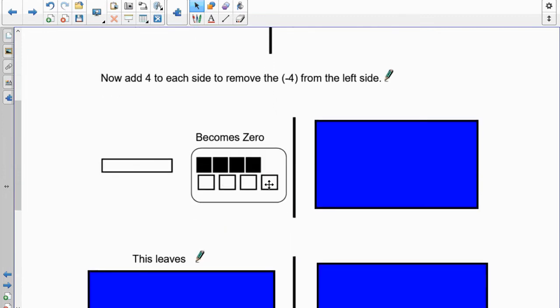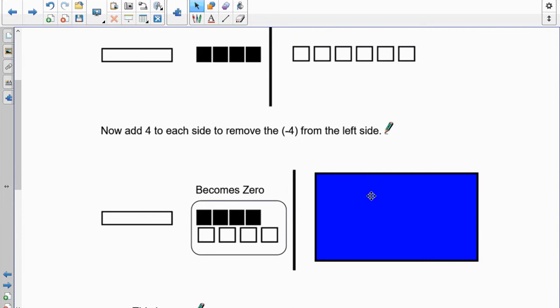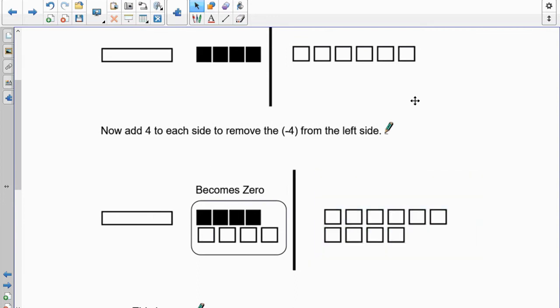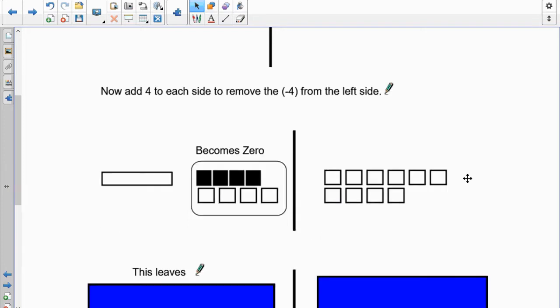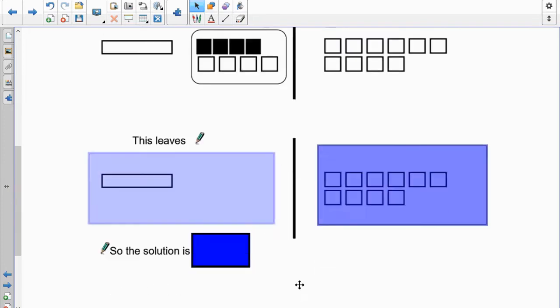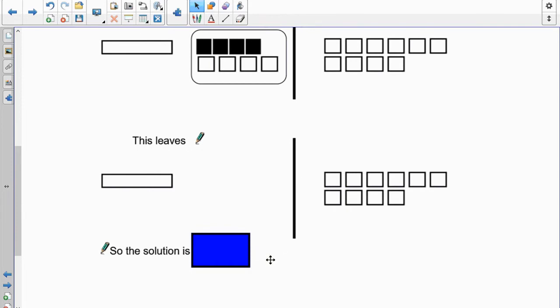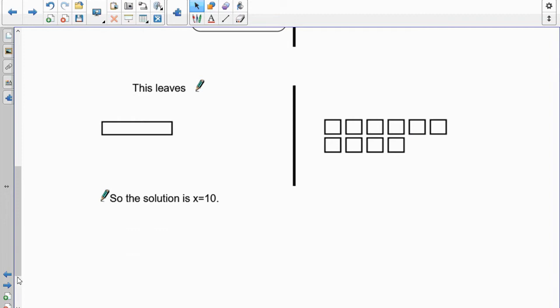There's my positive 4. Now the positive 4 and the negative 4 become 0, but whatever I do on the left-hand side, I've got to do on the right. So over here I had 6, now add 4 more, and I now have 10. Cleaning it all up, I now have x is equal to 10. Right?